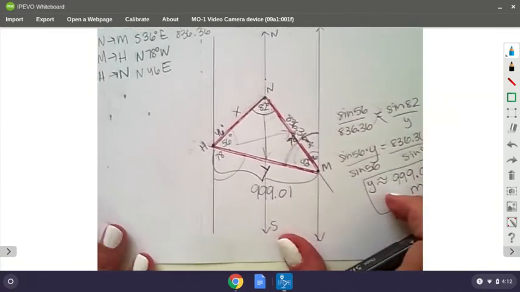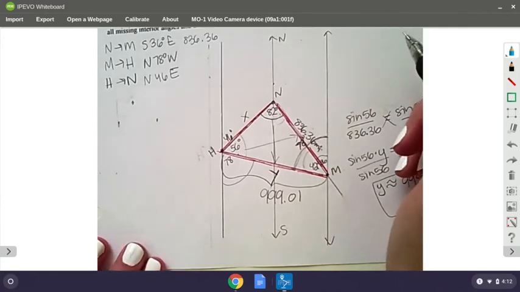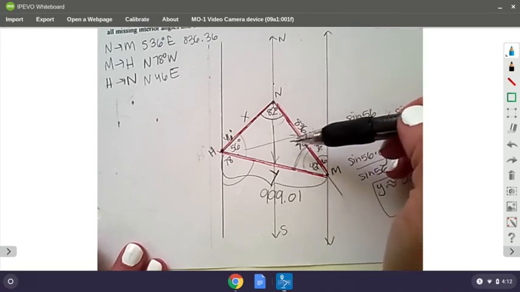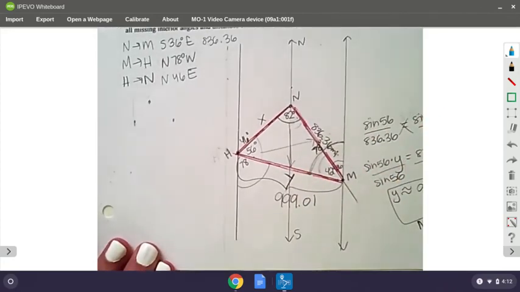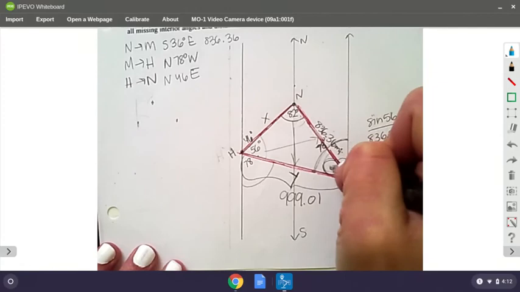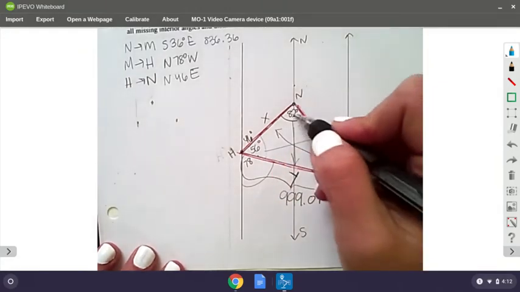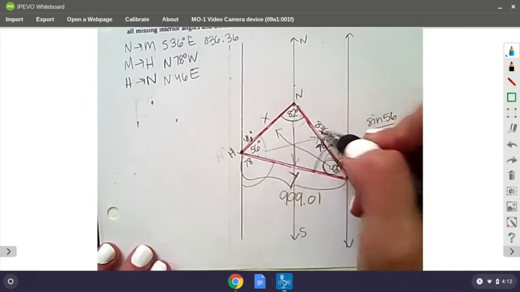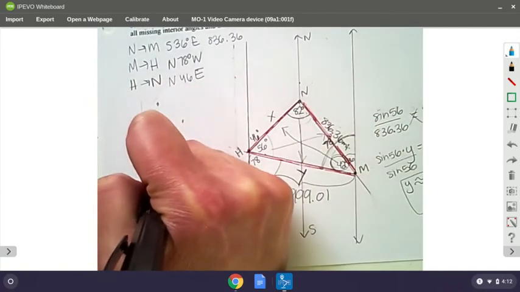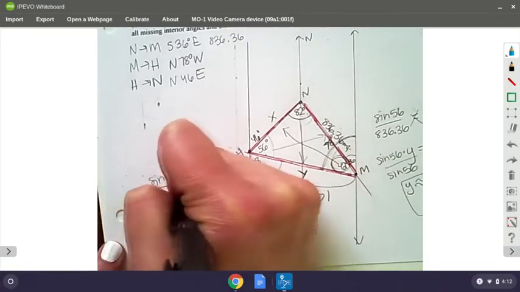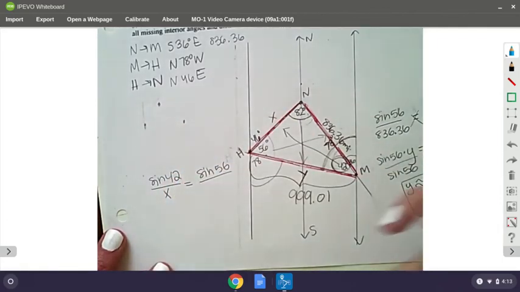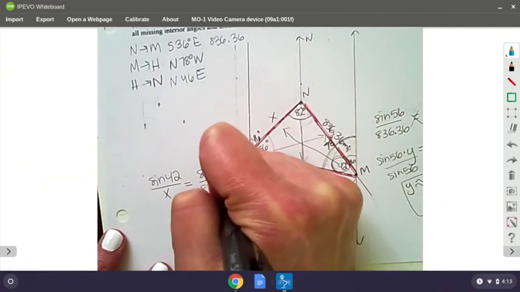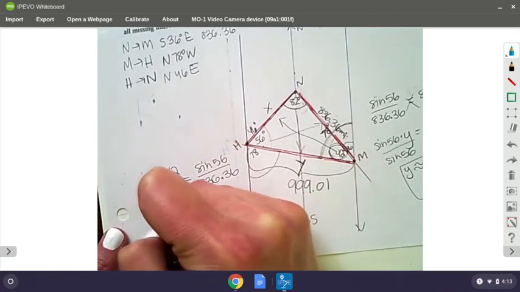Okay, now we just have to find x. At this point, I was going to say you could do law of cosines, but you'd really want to do law of sines. This is a little bit easier, right? We know all three angles, so why kill ourselves? Let's just do law of sines. So we're going to use the 42 and the x, and then it doesn't really matter, 82 and the 999 or 56 in this one, doesn't make a difference. So sine of 42 over x equals sine of 56 over 836.36. Cross multiply.